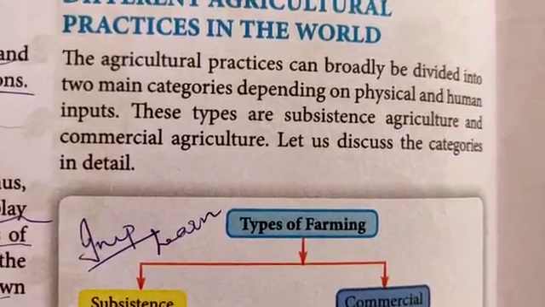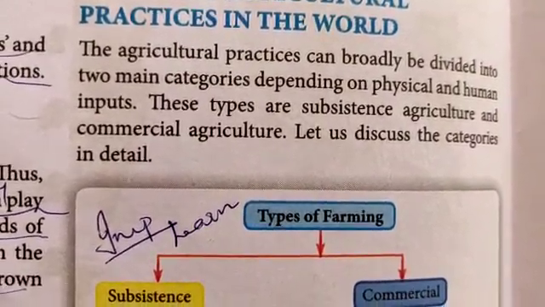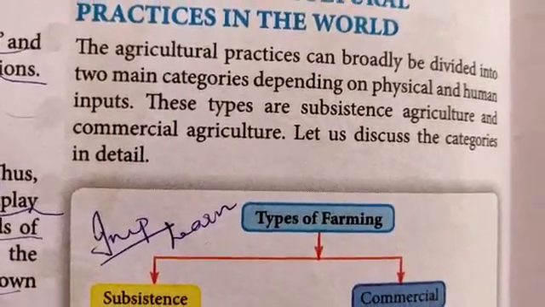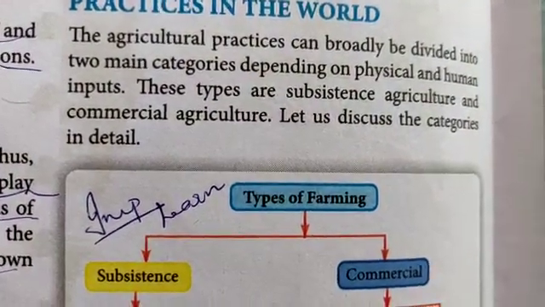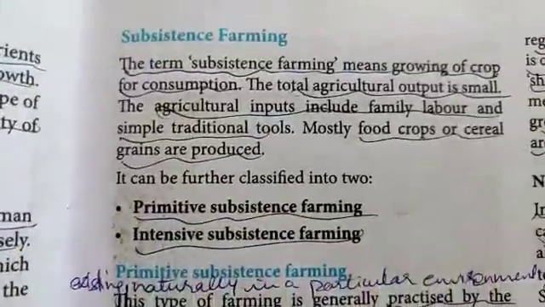The agricultural practices can broadly be divided into two main categories depending on physical and human inputs. These types are subsistence agriculture and commercial agriculture. Let us discuss the categories in detail. Now, first of all, we will go to subsistence farming.